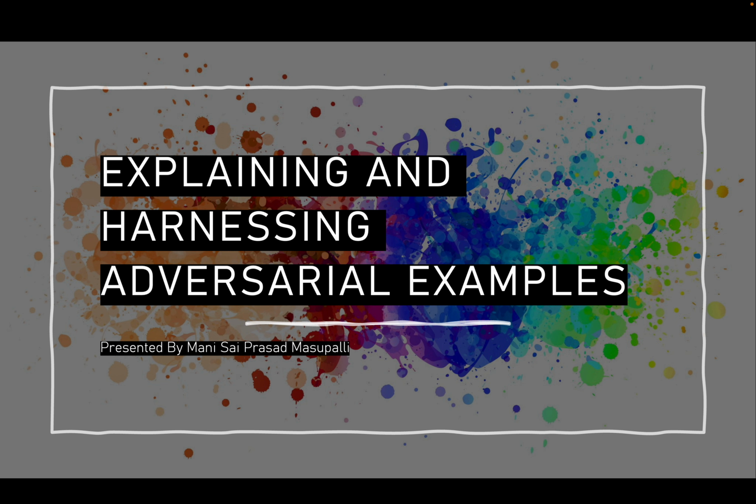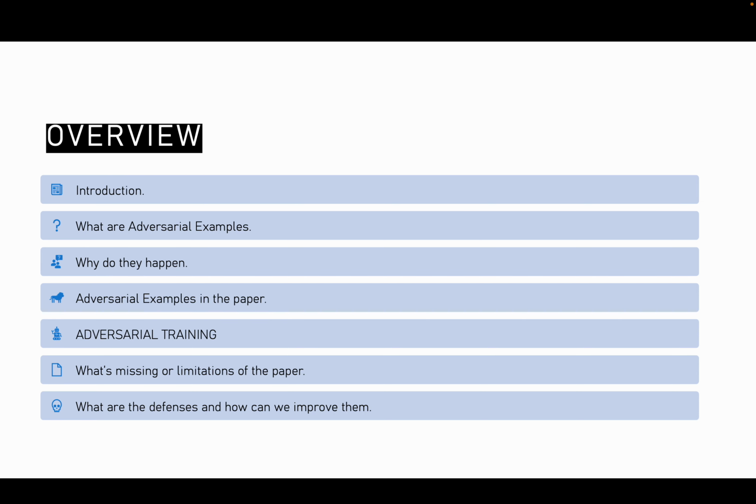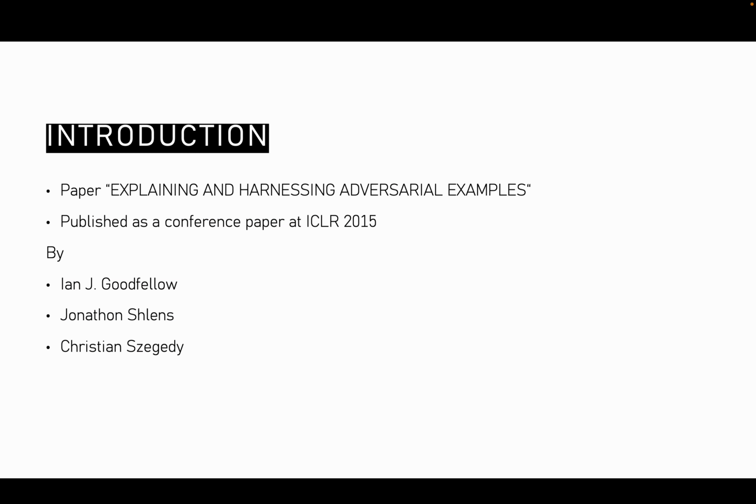Today I'm going to present a paper called Explaining and Harnessing Adversarial Examples. So let's get started. For today's overview, we're going to discuss the introduction of the paper, what adversarial examples are, why they happen, adversarial examples in the paper and the equations and everything, adversarial training, what's missing in the paper, and how we can improve it. Let's go. The paper is called Explaining and Harnessing Adversarial Examples.